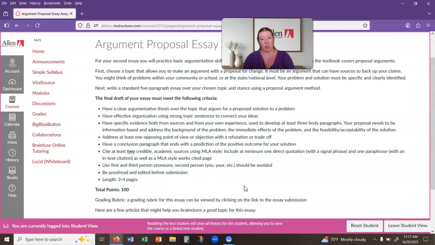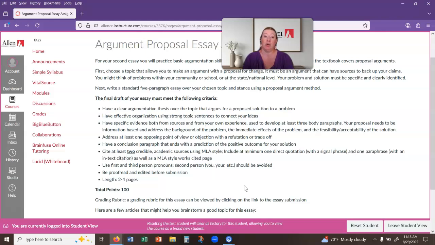A proposal argument is different from a regular argument in that you already have the solution and you are arguing for its implementation. So you are proposing the solution to a problem rather than making a claim or taking a side or a stance on a major issue.